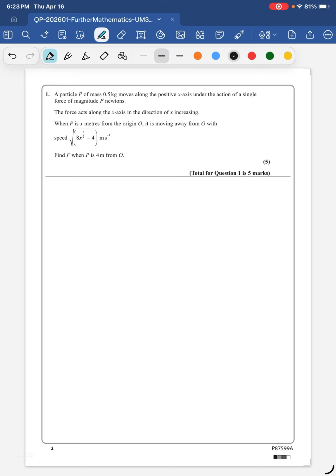Okay. So question one: a particle P of mass half a kilo moves along the positive x-axis under the action of a single force of magnitude F newtons. The force acts along the x-axis in the direction of x increasing. When P is x meters from the origin O, it is moving away from O with speed the square root of 8x to the 3 halves minus 4 meters per second. Find F when P is 4 meters from O.